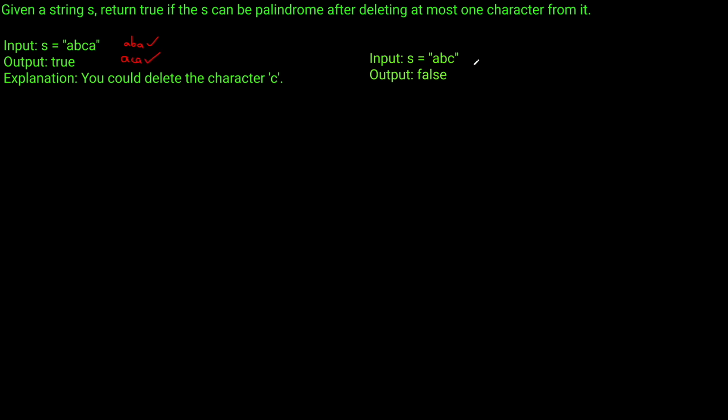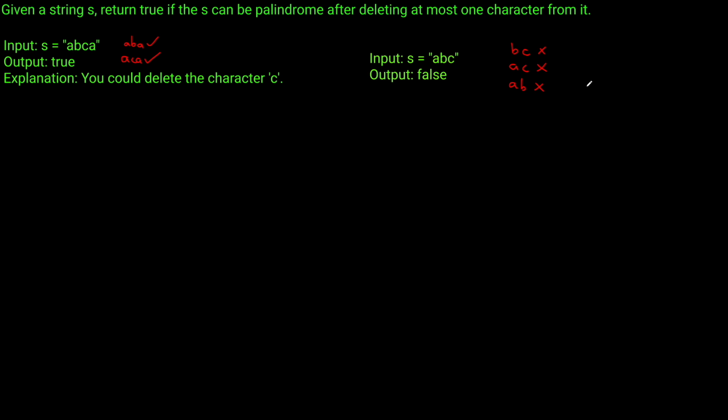Now let's look at this example. We're given ABC. Nothing here we can remove will give us a valid palindrome. So let's see why. Well, if we remove the A, then we would be left with BC. Obviously, this is not a palindrome. If we remove the B, we'll be left with AC, which obviously isn't a valid palindrome. And if we remove the C, we'll be left with AB, which is not a valid palindrome. So we can see how they got false here.